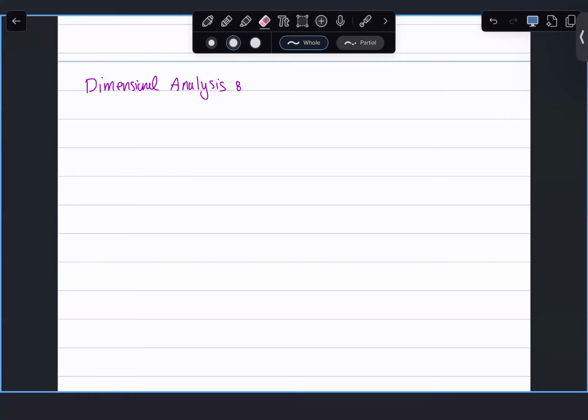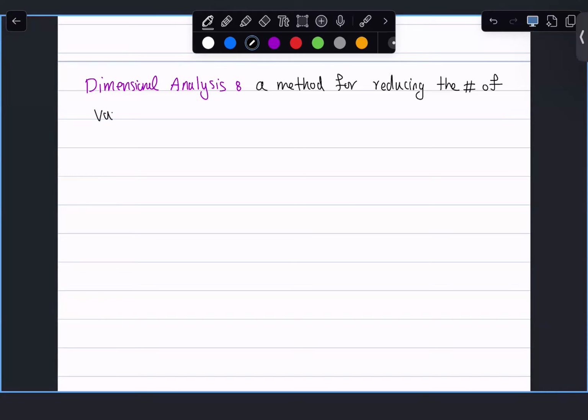So first, what is dimensional analysis? It's a method for reducing the number of variables in our problem.